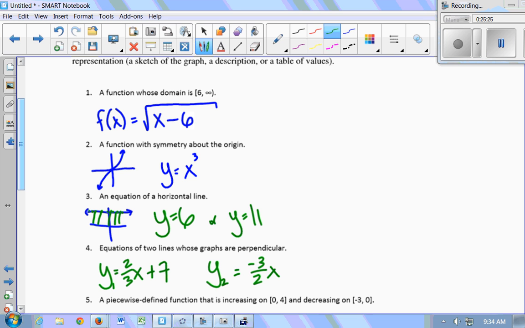Doesn't matter. You pick anything you want. The y-intercepts don't matter at all. The only thing that makes two lines perpendicular is their slopes. So the 7 and the 18 were both completely random. The only thing that's important here is the 2/3 and the negative 3/2.